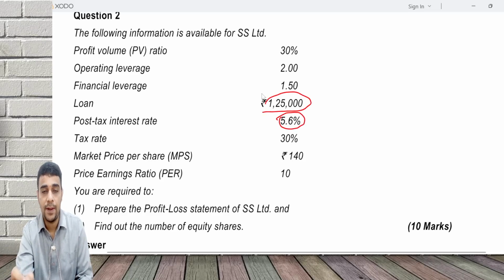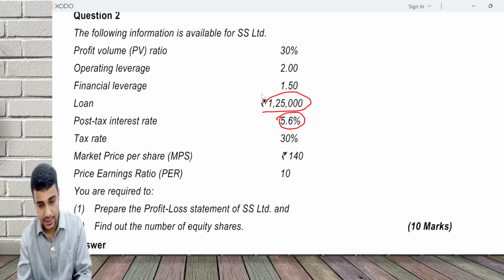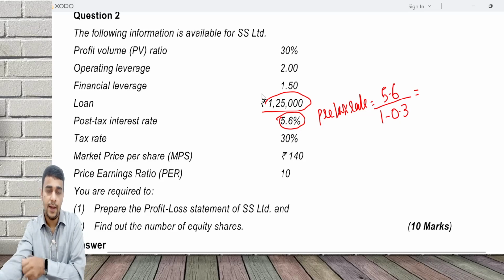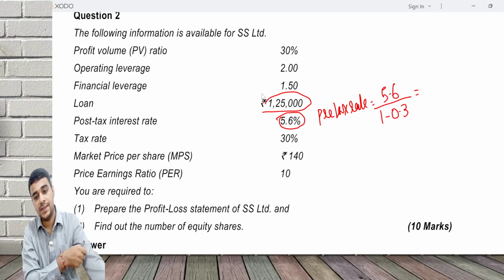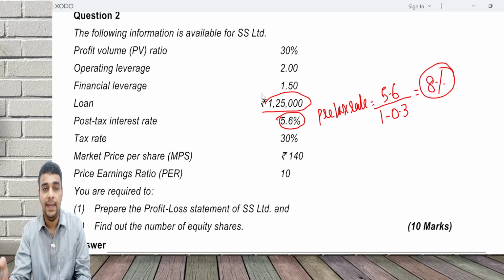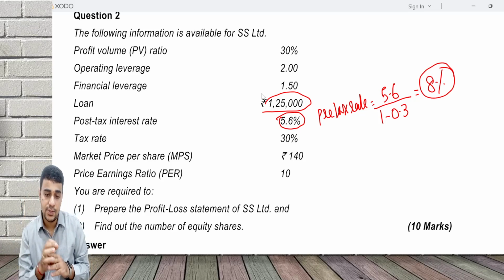Post-tax interest is 5.6. You will pay interest as per the pre-tax rate. The post-tax rate is 5.6. So pre-tax rate, I'm doing the calculation here itself, is equal to 5.6 divided by 1 minus tax rate. So the normal interest cost is 8%. You will have to pay 8% interest on the loan of 1,25,000.